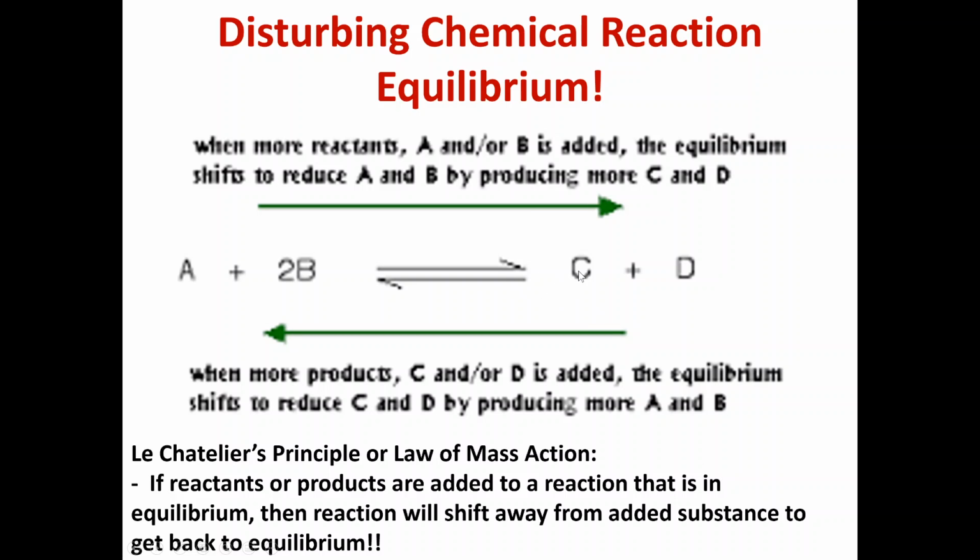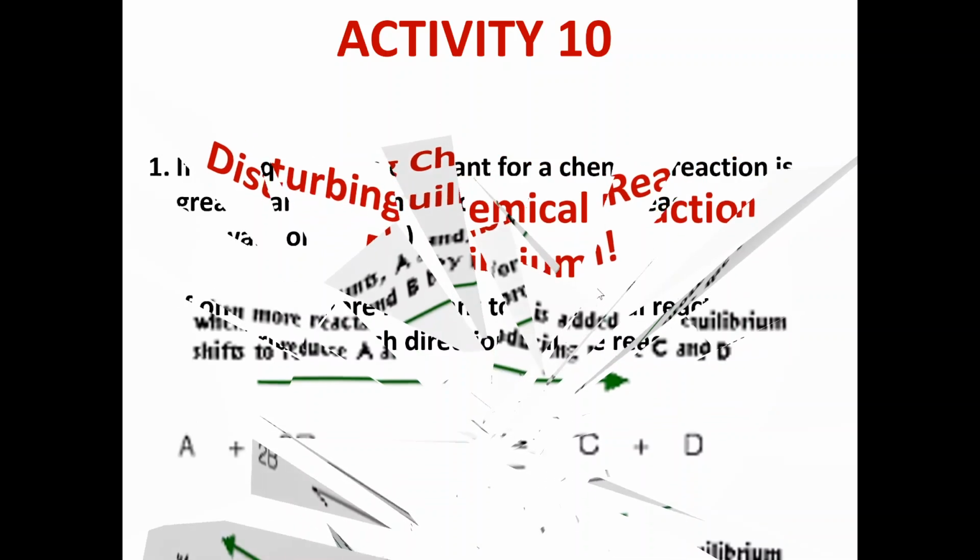Think of it as a seesaw. If you add more C, it will say, well, wait a minute, my equilibrium constant's changed. It's now made it too high. I need to shift it this way to get rid of the C I added. If I add A, shift it away from the A. If you take away something, you will shift towards that something you took away to replenish it. So let's practice this a little bit.